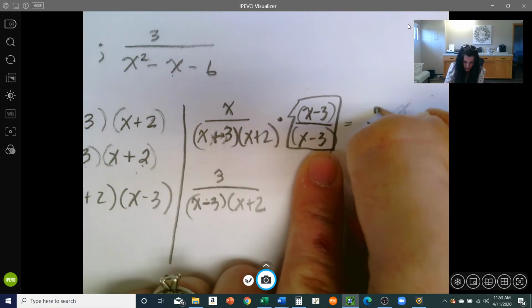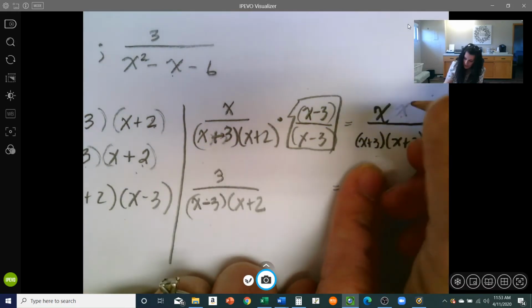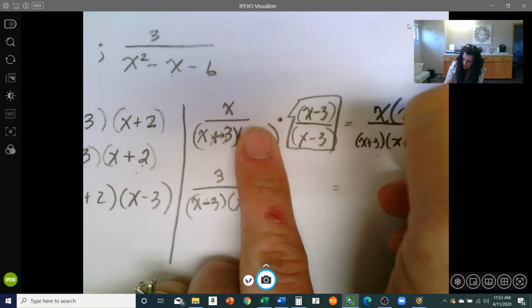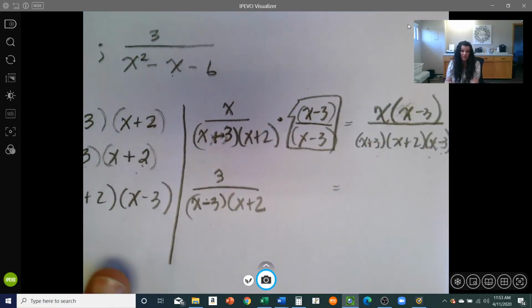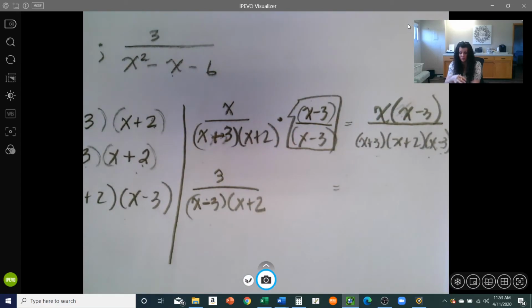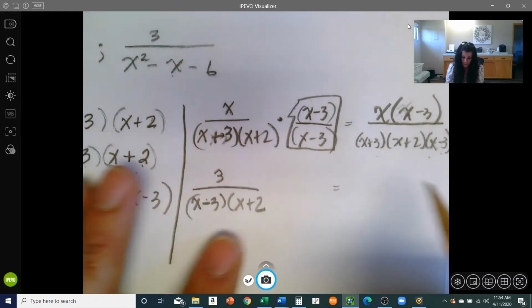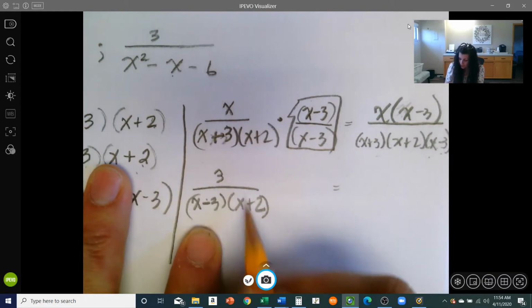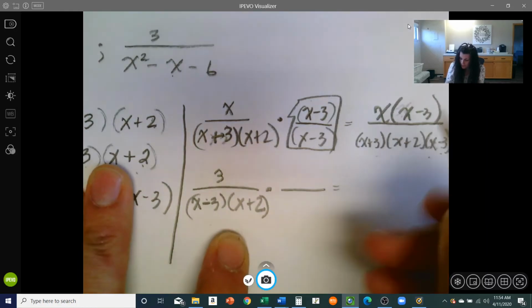And so then over here, I have x times x minus 3. And just leave it like this. Leave it in factored form. Don't distribute. Don't do any of that extra work. Just leave it. Okay. And then down here, I'm going to do the same thing.